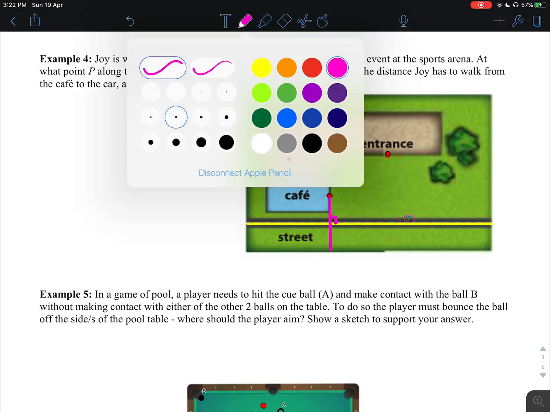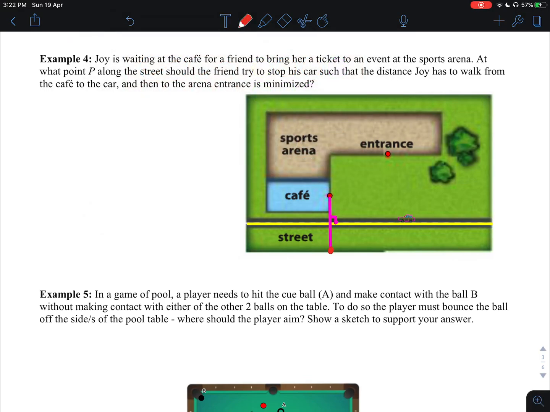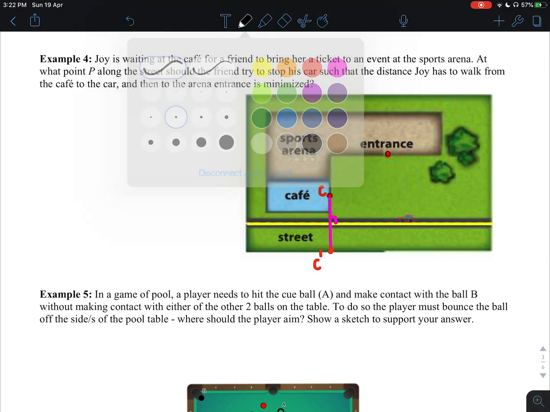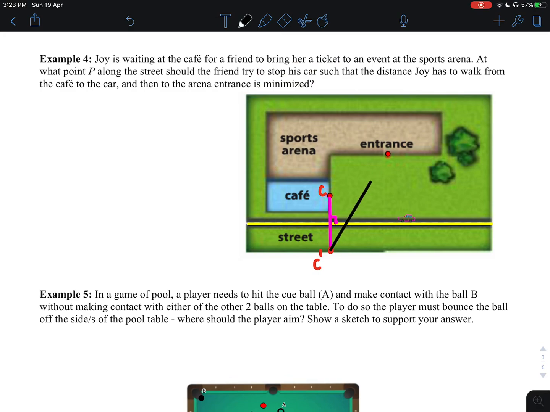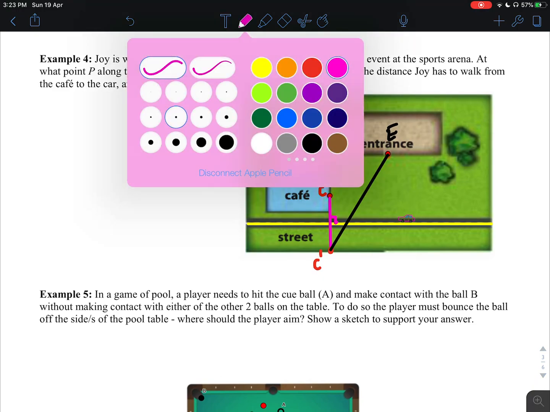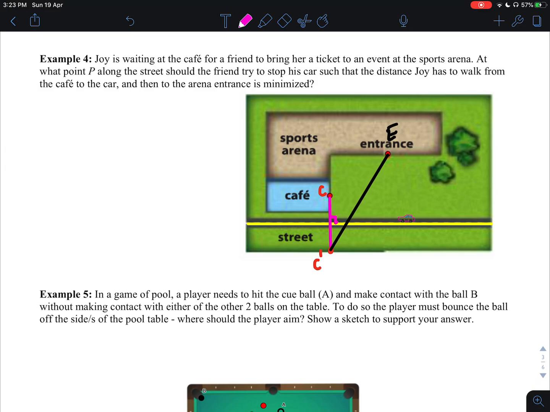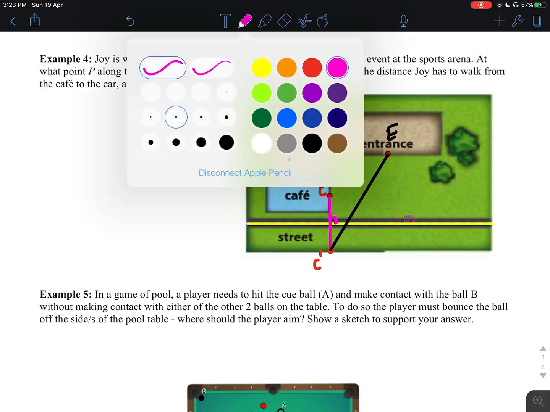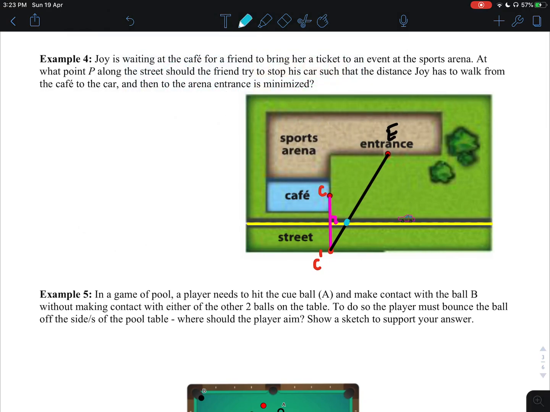So what I've done is I've reflected that point over here. If we were to call that point C, I'll call this point C prime. And then what I'm going to do is join point C prime to, let's say for argument's sake, point E, my entrance point, and the point at which line segment C prime E intersects with the road is going to be the point at which Joy's friend should be driving to give her her ticket.